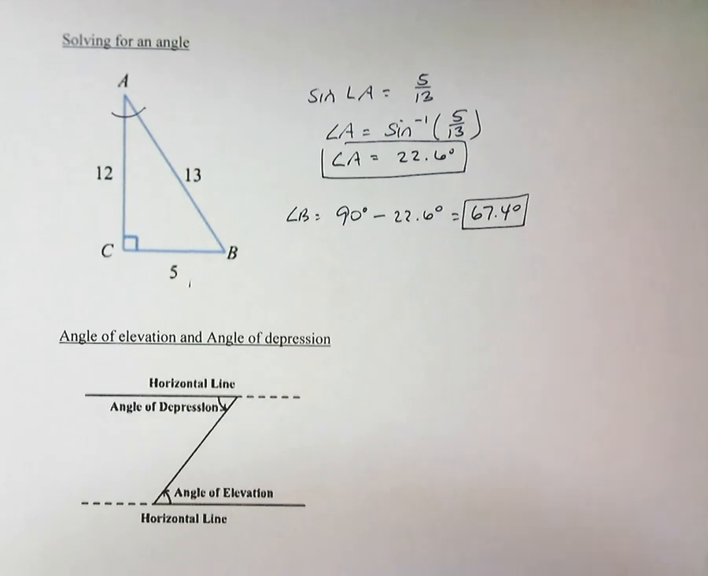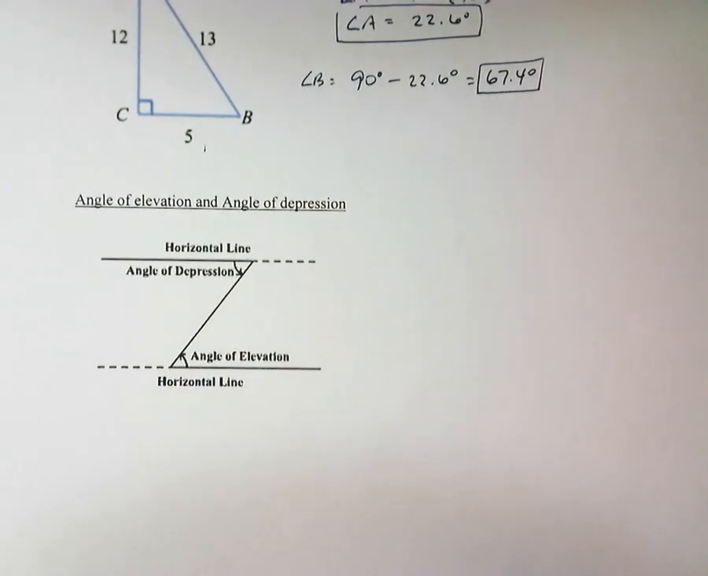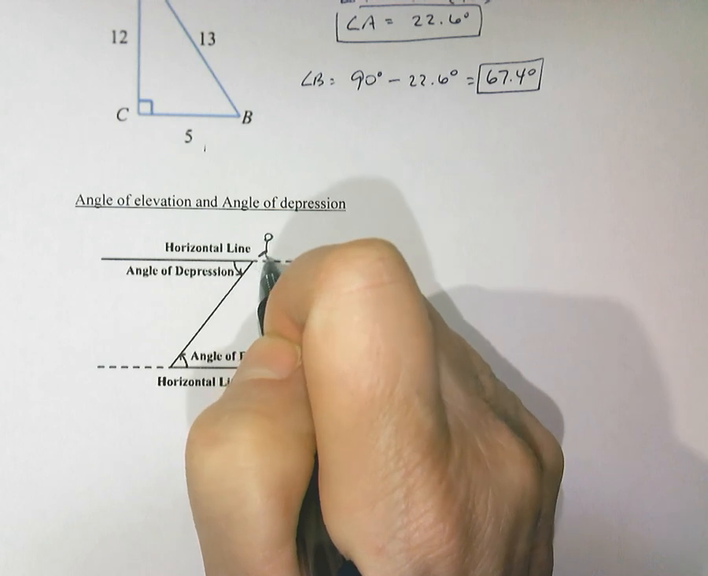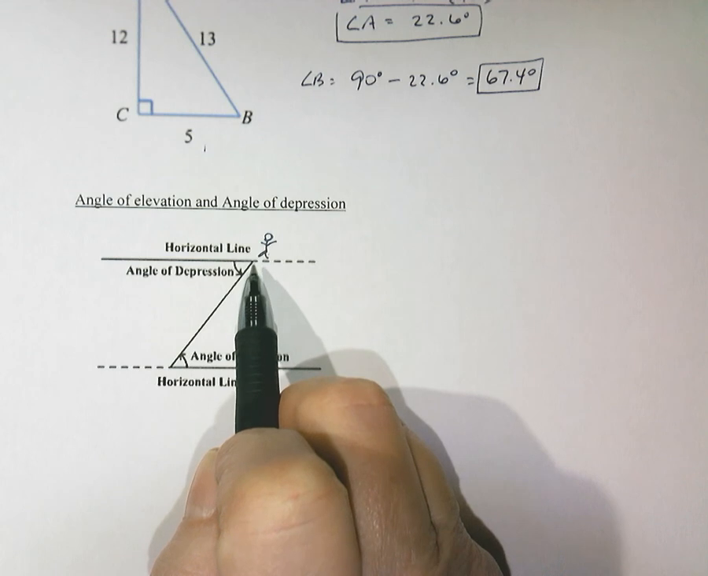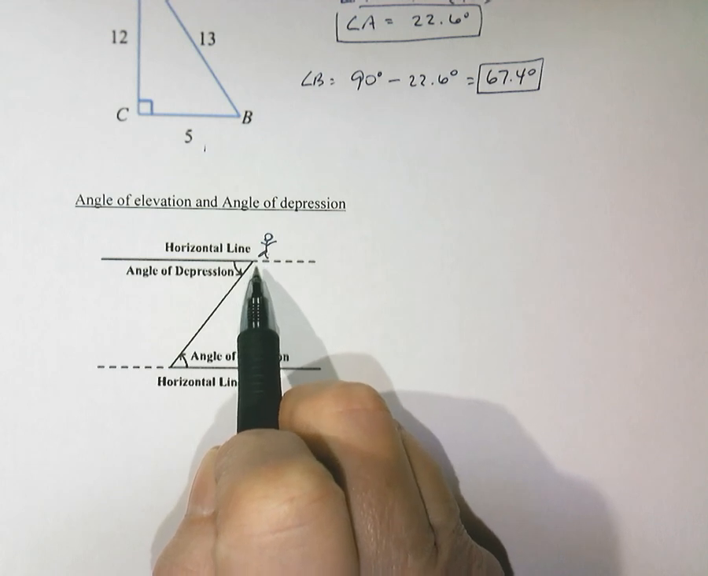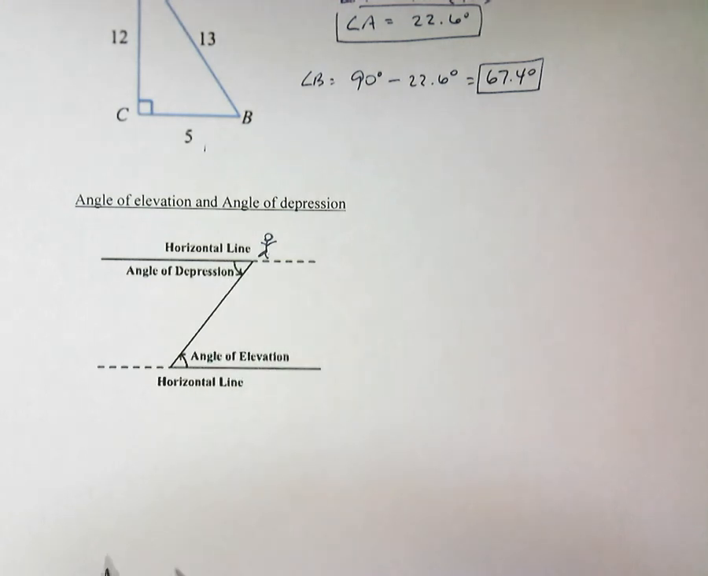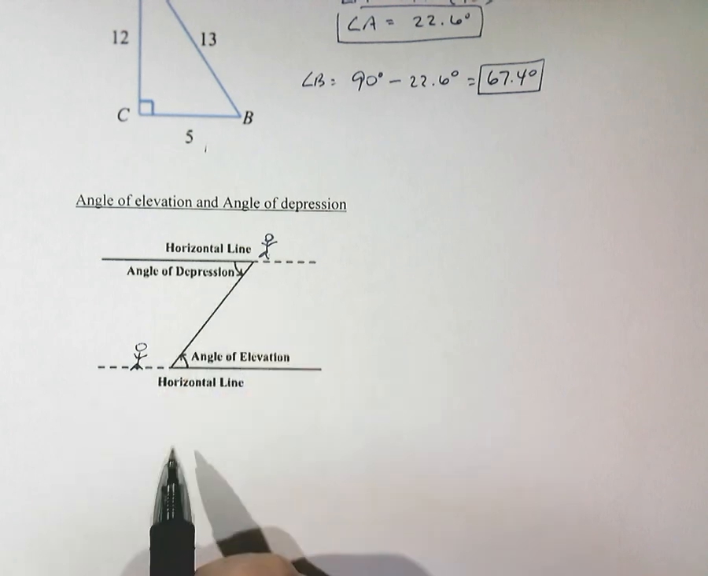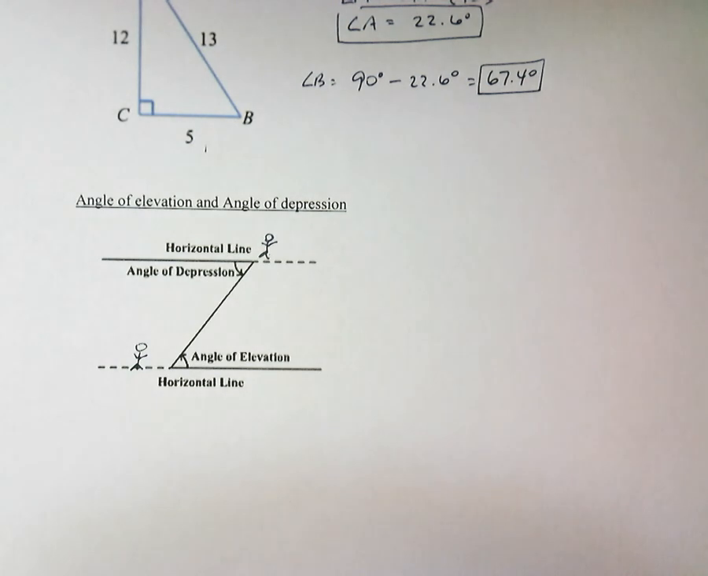The other thing we'll be doing with these problems is word problems. And angle of elevation and angle of depression is going to come up in some of these word problems that we're doing. So if you're standing up here and you're looking down, if you're on the top of a ladder, if you're on top of a hill, you're on the roof of your house, and you are looking down, this angle right here is considered the angle of depression. If you're on the ground and you're looking up, this angle here is going to be the angle of elevation.